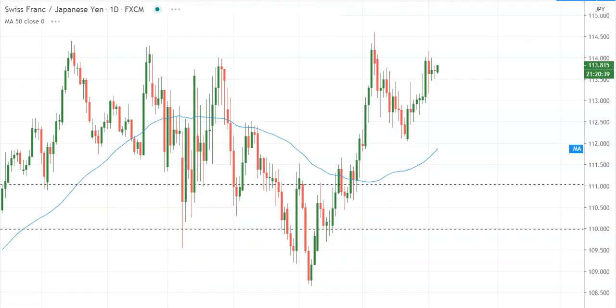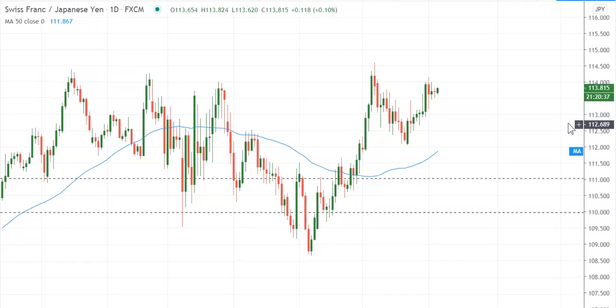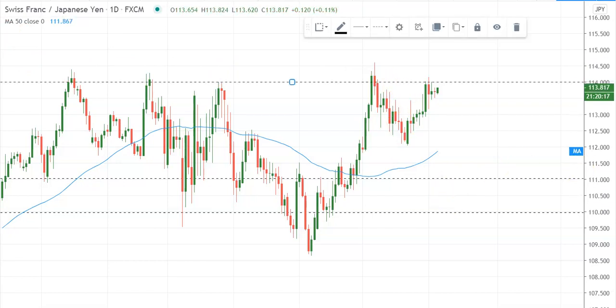Swissy JPY, I'm not trading this at the moment because it's pretty much two very similar currencies, and you can see that this is a real key top. It hasn't been able to break up there, so until it does, I'm not interested.